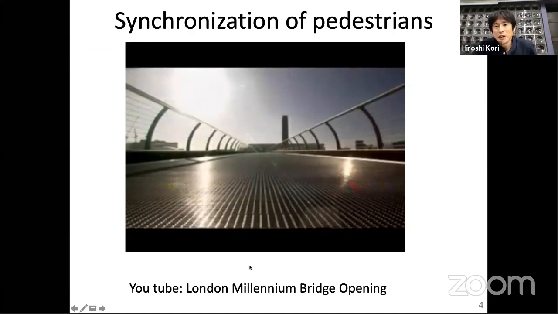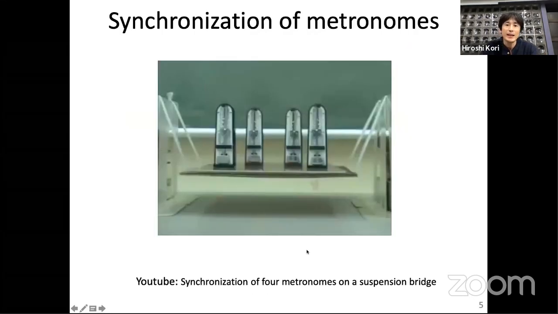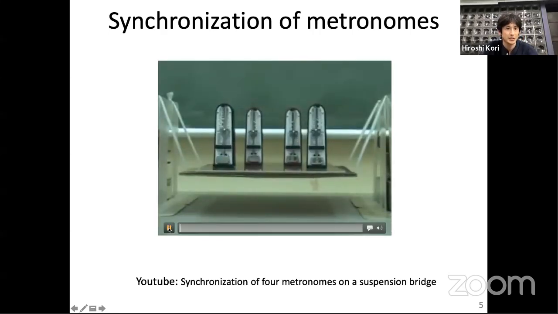As you can see, the pedestrians interact through the lateral movement of the suspension bridge and synchronize. This caused a dangerous situation in this case. A similar phenomenon can be easily reproduced by putting metronomes on a suspension bridge. You can see the communication between 4 metronomes. Let us see it.